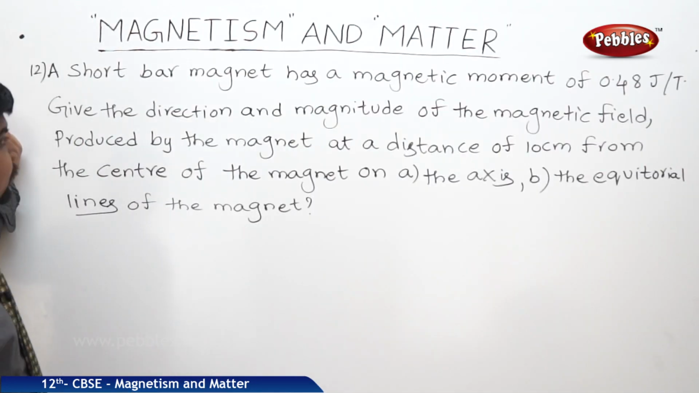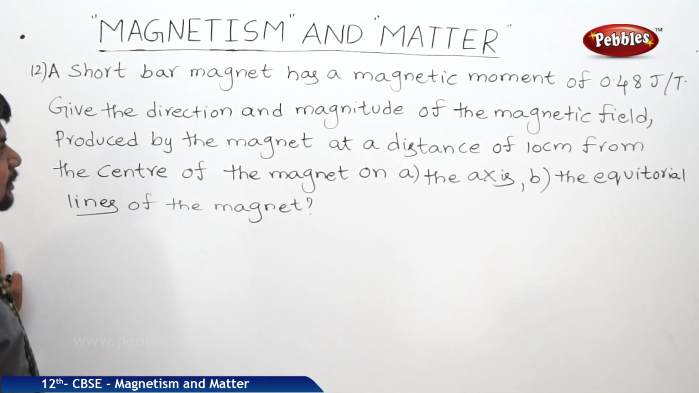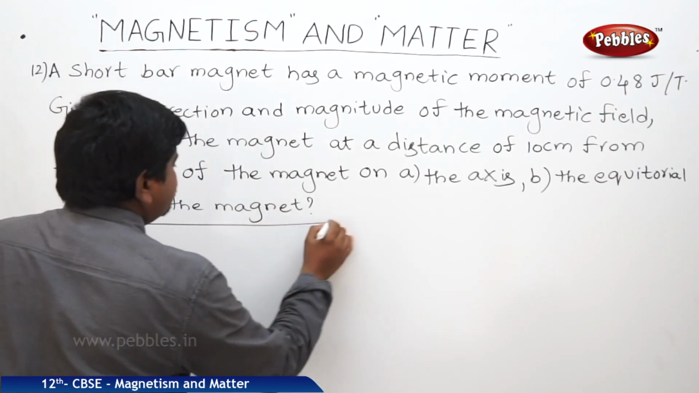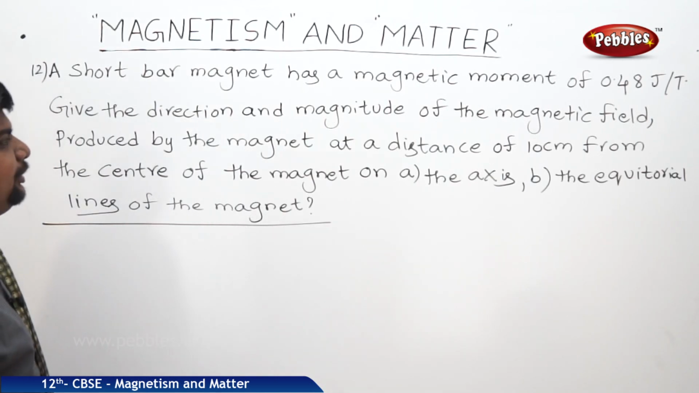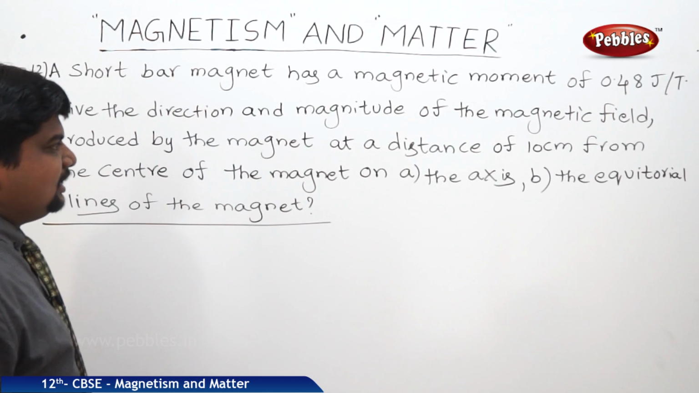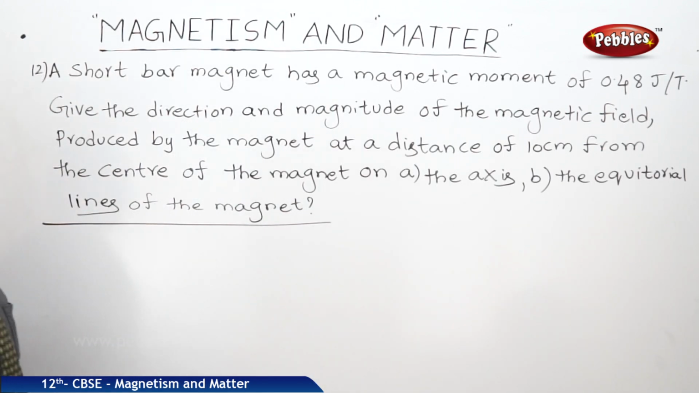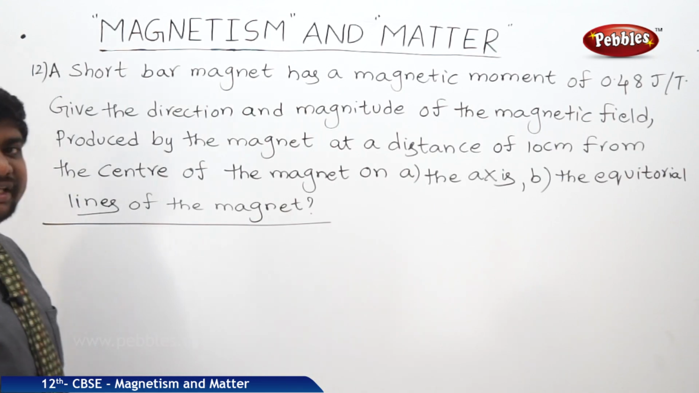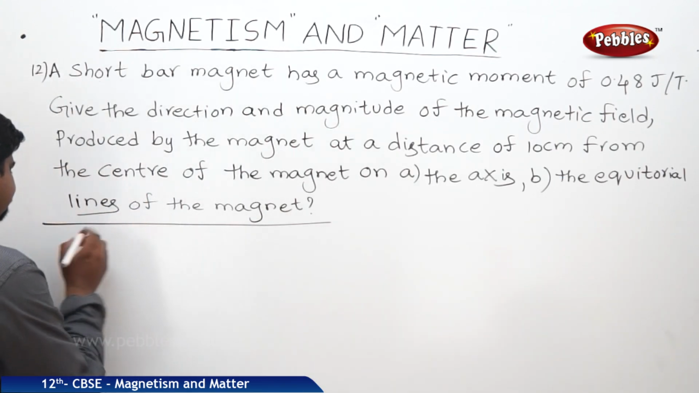This is one more problem. A short bar magnet has a magnetic moment of 0.48 joules per Tesla. Give the direction and magnitude of the magnetic field produced by the magnet at a distance of 10 cm from the center of the magnet on the axis and the equatorial lines of the magnet.